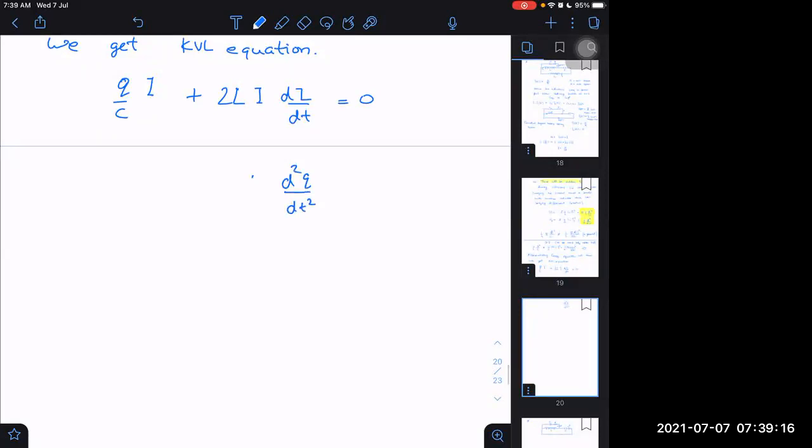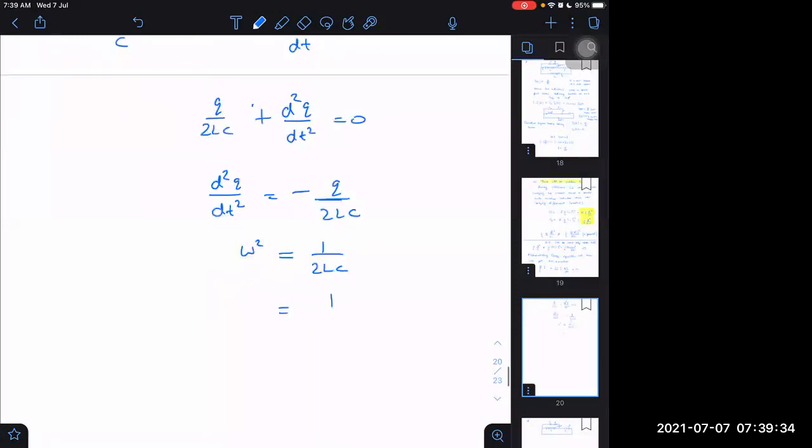Then I will be getting this plus q by 2LC is equal to 0, or d square q by dt square is equal to minus q by 2LC, and then I'm getting omega square is equal to 1 by 2LC. Right or not? Right. Do you remember in SHM what we used to do when we used to get the energy equation?